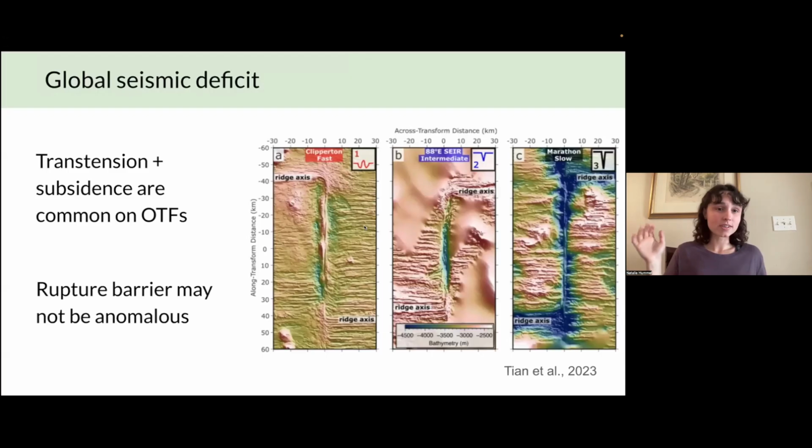So zooming back out, if the story is that transtension has allowed fluid to infiltrate the rupture barrier and that's lowering coupling, we might expect this to be a common property of oceanic transform faults, because many transform faults have areas of low bathymetry along the fault that have been interpreted to reflect some transtension across the fault. So this process could potentially explain some of the global seismic deficit that I mentioned at the beginning.